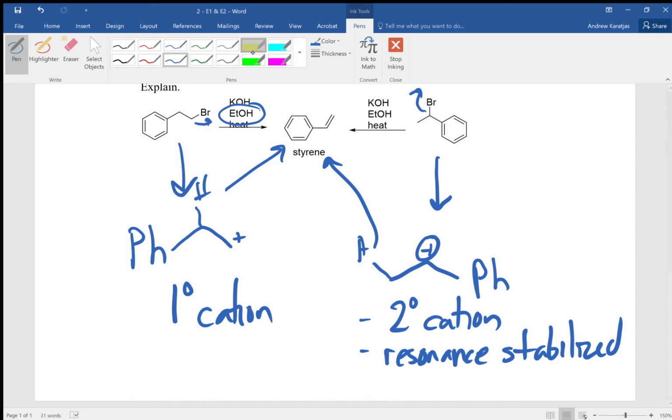But we can also see very clearly there's a huge difference in the stability of the cation. The molecule on the left gives us a primary cation versus a highly stabilized, both secondary and resonance stabilized cation on the right. That tells us that due to the stabilization of the intermediate, it'll be much easier to form the carbocation in the reaction on the right, and that's going to be the much better pathway to form styrene.